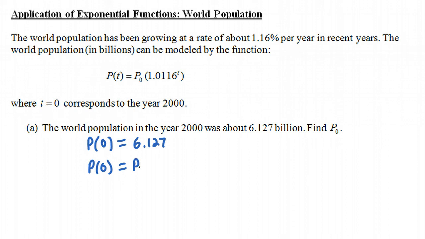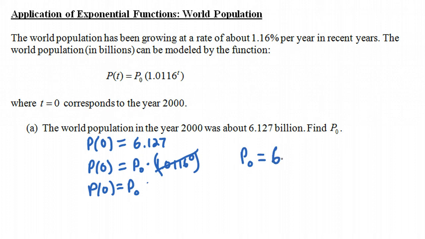P of 0 is P sub 0 times 1.0116 to the 0th power. So basically all I've done here is plugged in 0 for t. Now, of course, anything to the 0th power is just going to be 1. So what we get is p of 0 is equal to p sub 0. Well, p of 0 is 6.127 and p of 0 is also p sub 0. That just means that p sub 0 has to be 6.127. So p sub 0 is really just the initial population, the population in that first year, the year 2000.